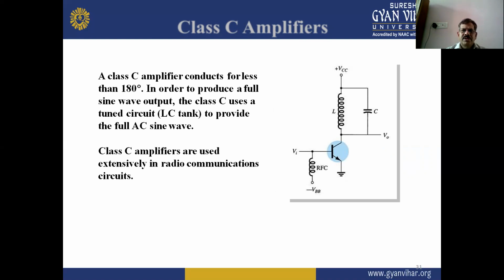Next one, class C amplifiers. A class C amplifier conducts for less than 180 degrees. In order to produce a full sine wave output, the class C uses a tuned circuit or LC circuit or tank circuit to provide a full AC sine wave. So we use in this class C amplifier a tank circuit across the collector terminal. The tank circuit is the parallel combination of an inductor and capacitor. That tank circuit provides the full AC sine wave to the class C amplifier. Class C amplifiers are used extensively in radio communication circuits.